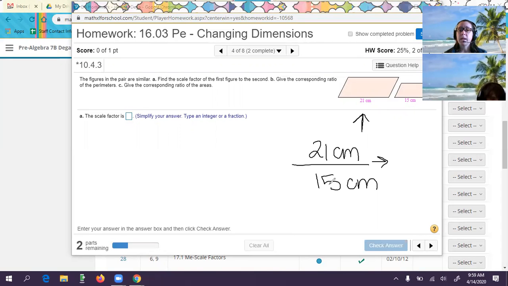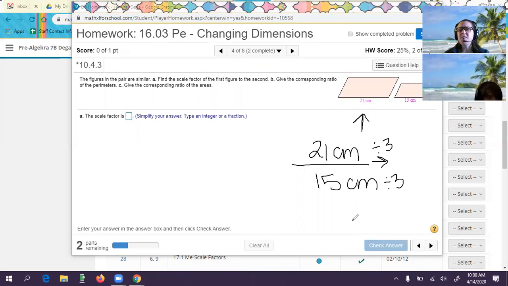What do I have to do to that? 21 over 15. Is that suspicious? Does it maybe simplify? You guys should be saying, yes, it does simplify. We can divide by 3. Yeah, very good, Vivi. So if you have a scale factor that can be divided, you do that and you divide it. So this one can be divided by 3.